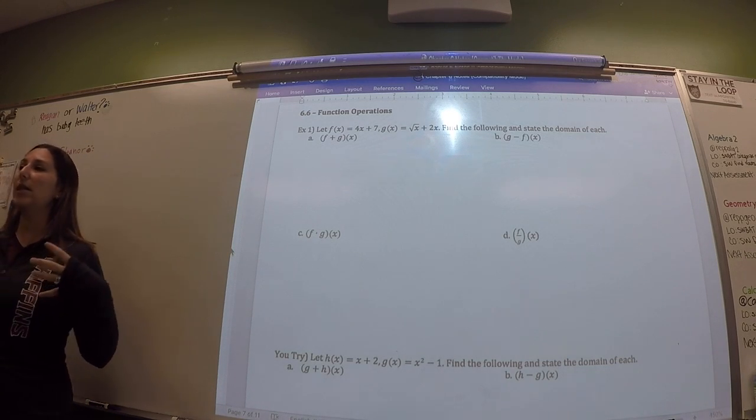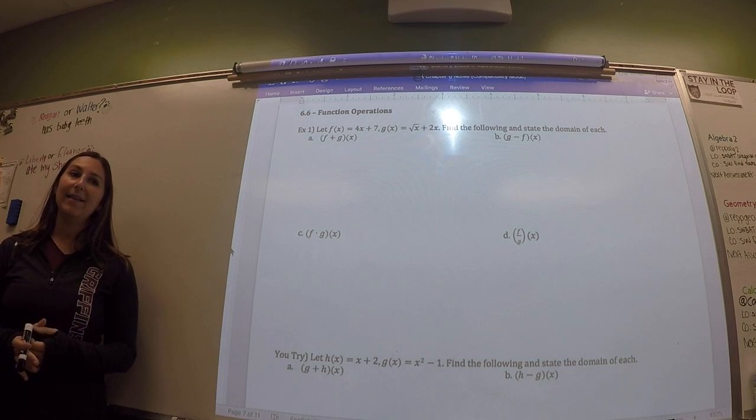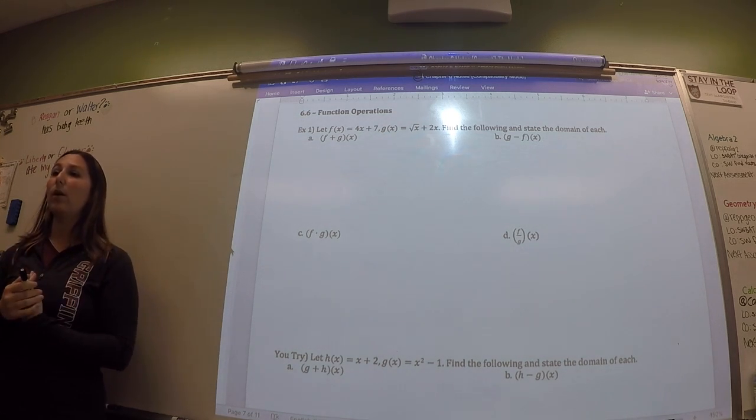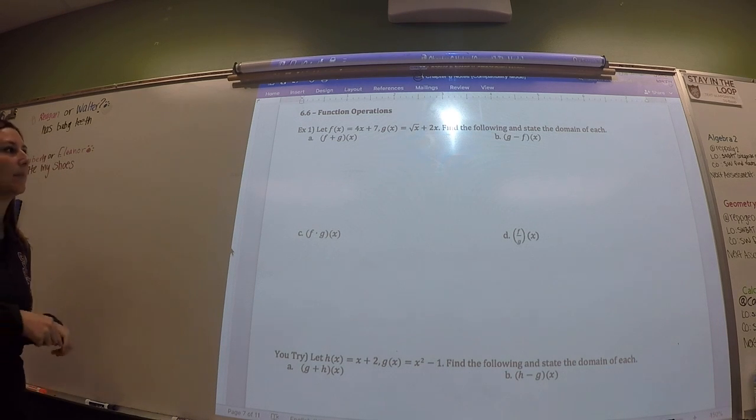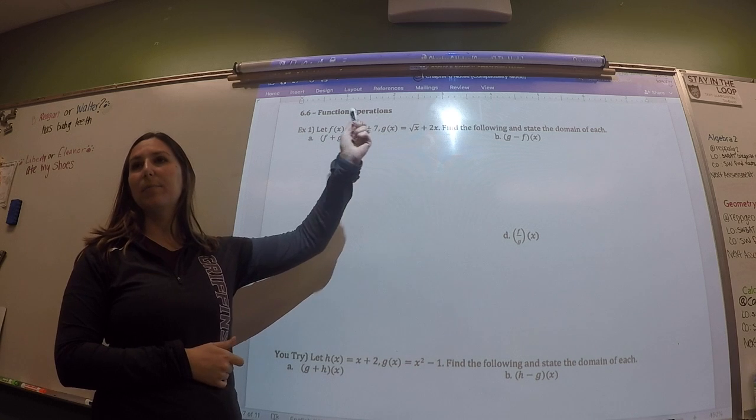Multiplying, dividing. So you're going to take two functions, you're going to add them together. You're going to take two functions, you're going to multiply them together. And then after we do that, we're going to figure out what the new domain is of the result of what you got. So in this example, you have a function that they're calling f that's 4x plus 7.